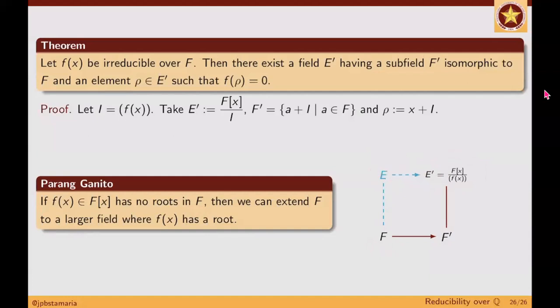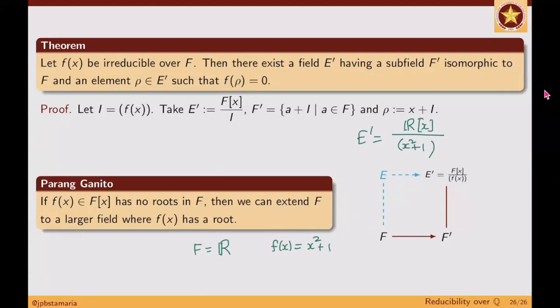Parang halimbawa, I can take, for example, the set R of real numbers, and I can take the polynomial x squared plus 1. I know that this is, well, an irreducible polynomial over R. Wala itong root sa R. Pero I can construct a field containing cosets, no, that will have a root for x squared plus 1. Sino yung field na yun? Ang sagot, R square bracket x modulo x squared plus 1.